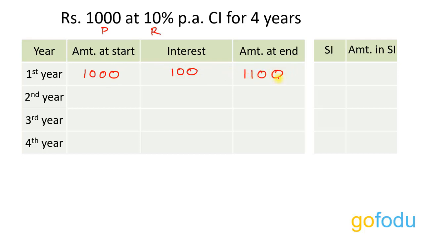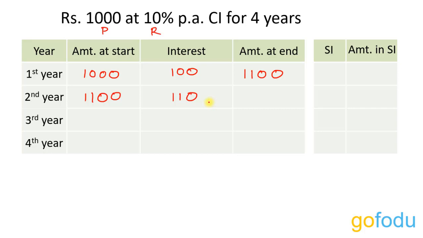Now in the next year, the interest is calculated on this outstanding amount. This amount becomes the new principal now. So amount at the start of the year would be 1100 and now 10% of this amount is to be calculated for interest generated in the second year. So 10% of 1100 would be 110. This would be the interest generated in second year.